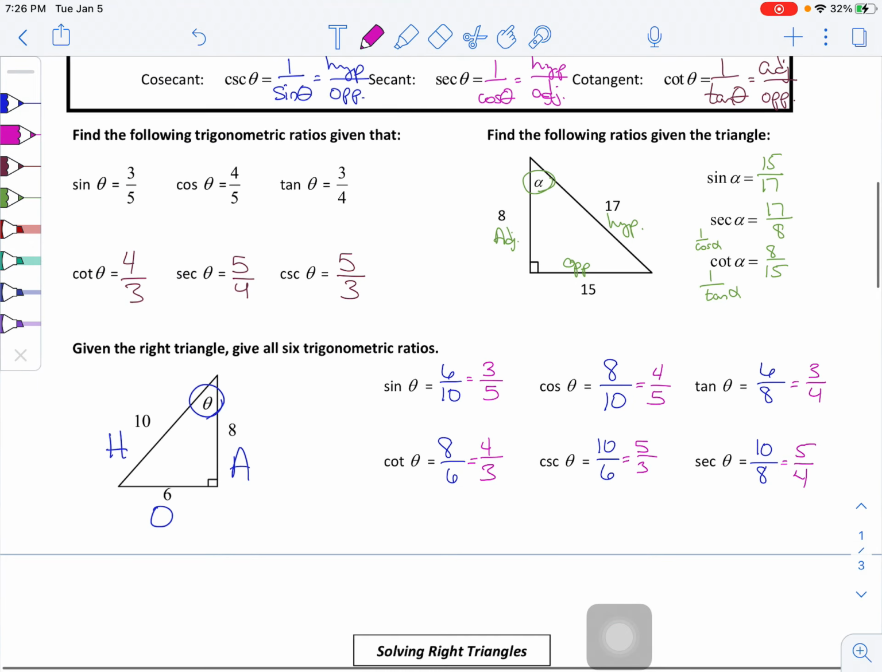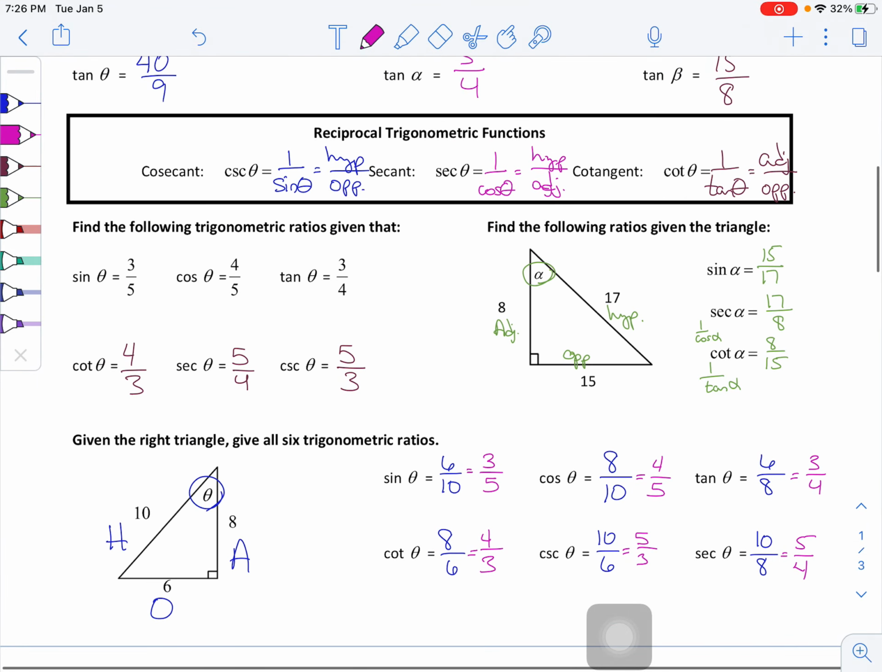So this is the real base introduction to the 6 trig ratios. If you have any questions or concerns, send me a message, stop in Zoom, and we can talk, and I will post a second video that goes through the second page of this note sheet.